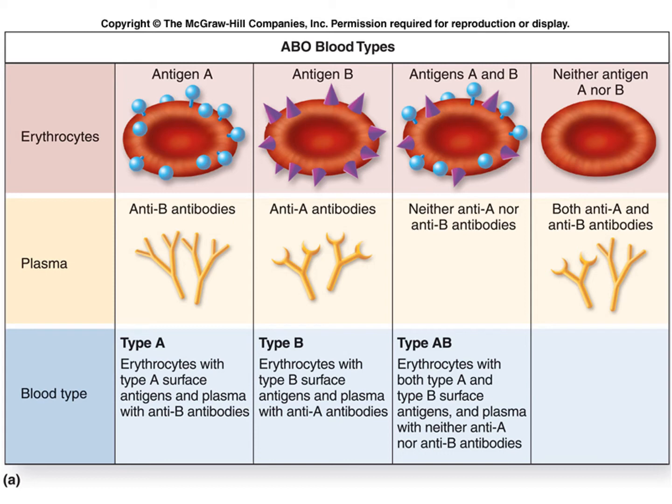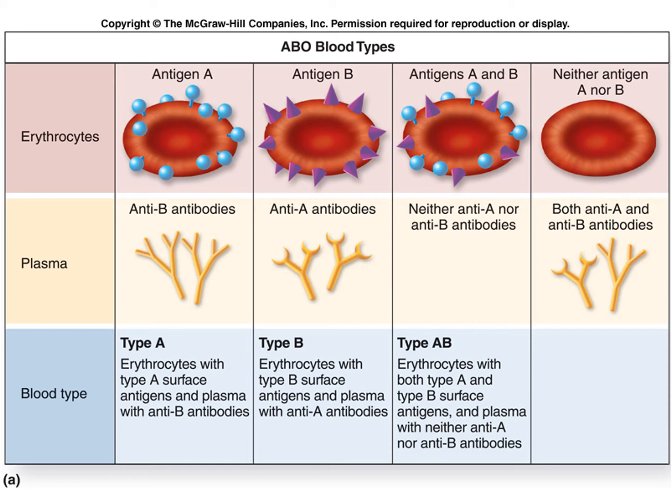So if you have neither antigen A nor B, this means that A and B are going to be foreign as far as your body is concerned. Therefore, you're going to produce both anti-A and anti-B antibodies. So again, the big thing that I want you to remember here is anti-B binds to B, anti-A binds to A.